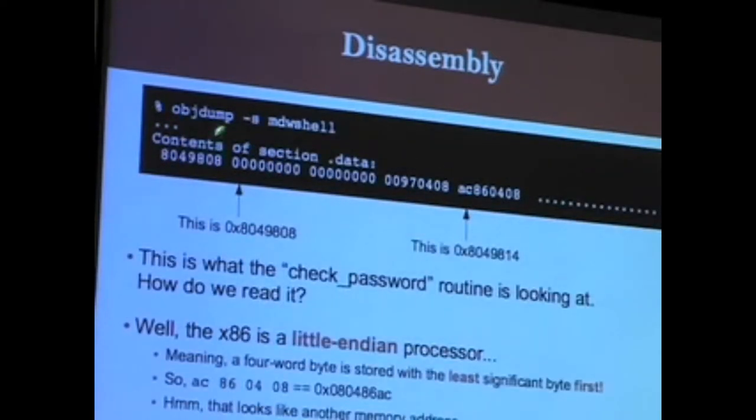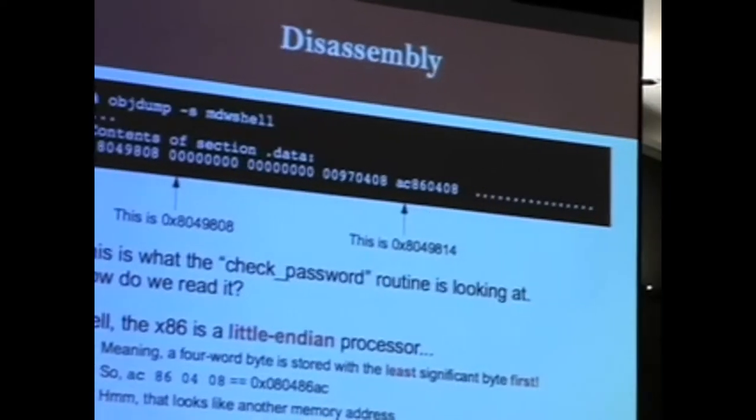If I look at that address, I can just use objdump again to look at that. This is the contents of memory. This is the value 8049808, and then up here, this is 8049814. This is what the program was looking at, this value right here. Well, does that look like a password? It doesn't look like a password to me. But if we look at it, how do I decode this? How do I read this? Well, you've got to understand something about how the processor stores values in memory.